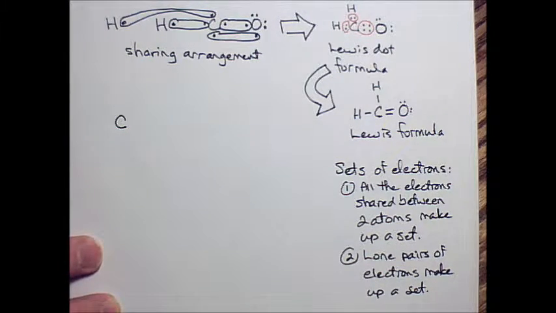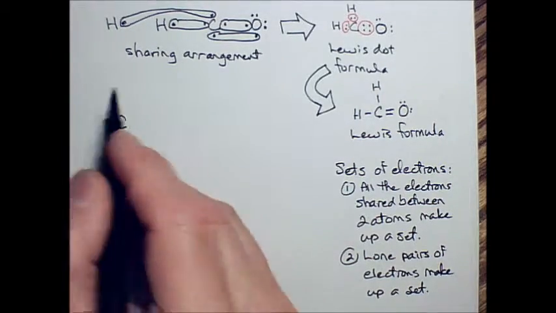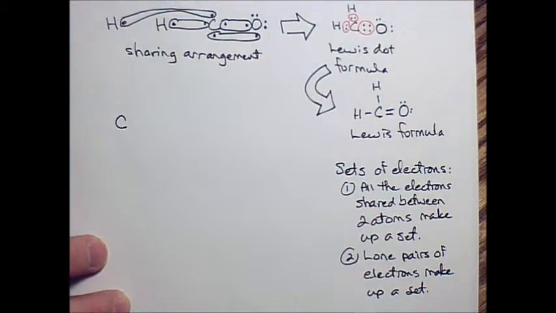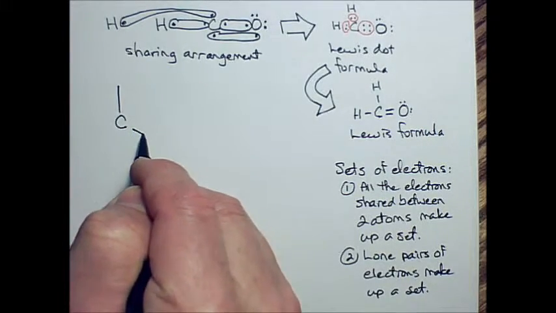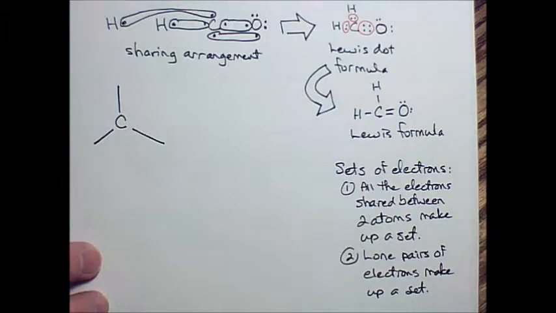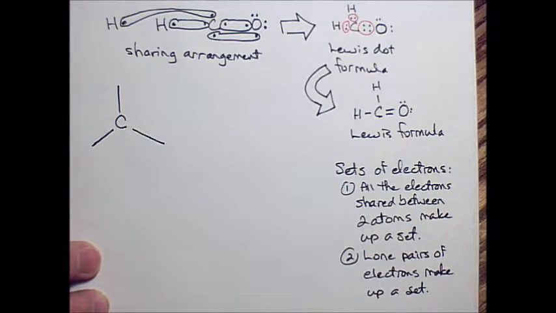And our goal in this 3-dimensional shape, the electron pair shape, I said electron dot shape, but the electron pair shape, is to get these sets as far apart as possible. So we're trying to arrange them in space so they're as far apart as they can get. And to do that, we're going to put them at 120 degrees. That's as far apart as you can get those sets.